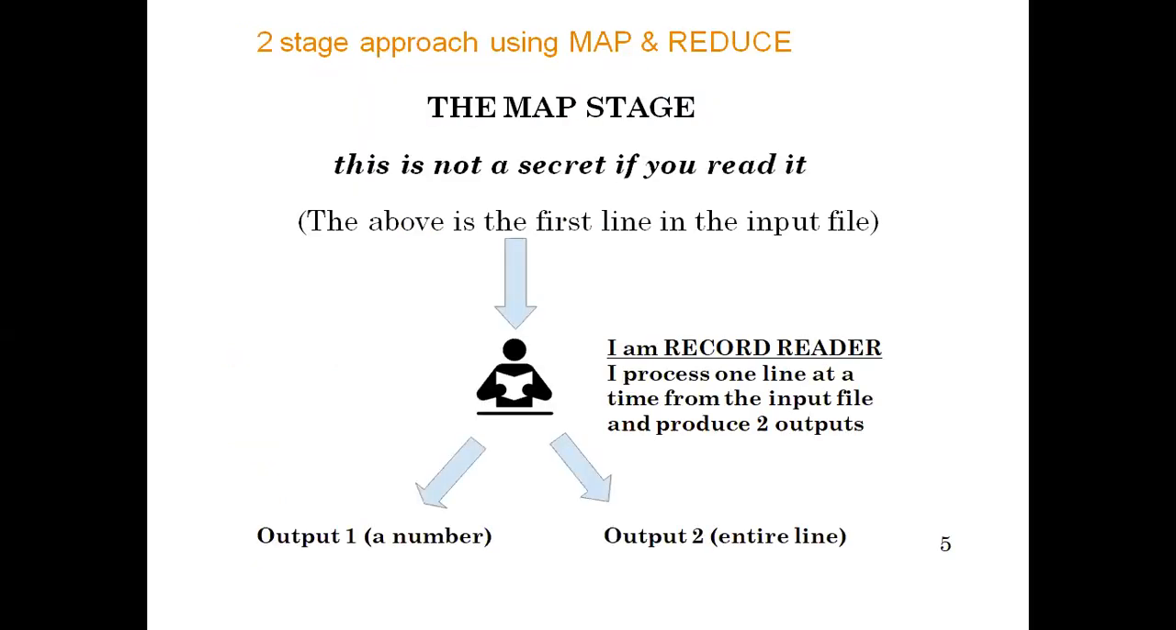Now MapReduce, as its name suggests, is a two-stage approach, that is map plus reduce. Within each stage, we have 3 substages. So in the map stage, we have 3 substages, and in the reduce stage, we again have 3 substages. The first substage is the record reader, which is a built-in program. Because we have 2 stages, the map stage and the reduce stage, under the map stage the first substage is the record reader.